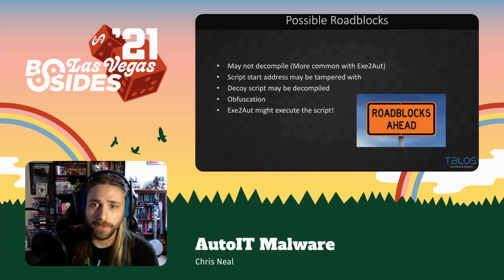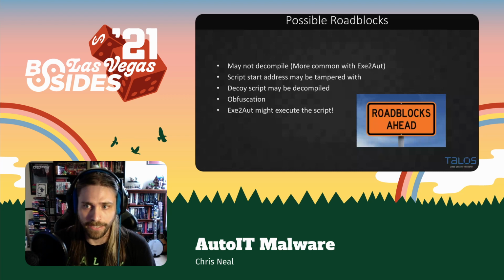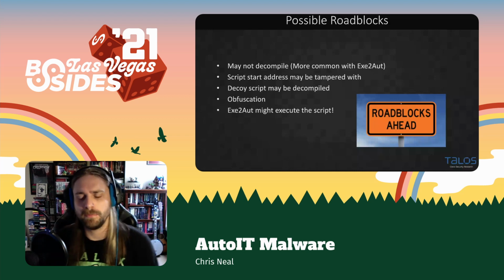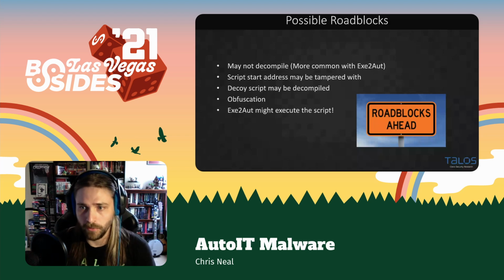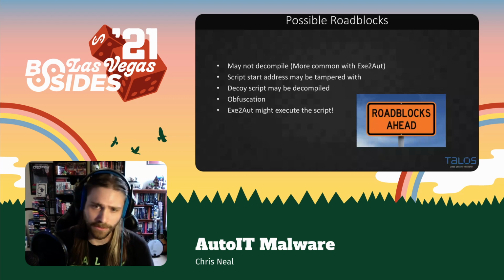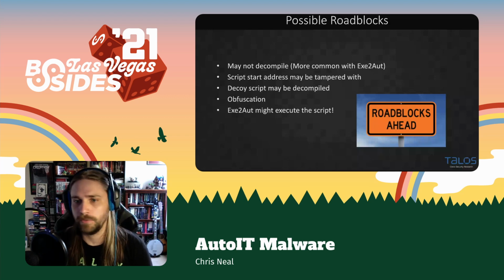Speaking of things that can go wrong, what can go wrong when you're analyzing this stuff? One of the most common roadblocks is the script not decompiling, especially with Exe2Aut, which is why I always start out with My AutoIt.exe instead. Not decompiling can be caused by a couple of things. Either the script start address has been tampered with, which is pretty common, or the decompiler was tricked into decompiling a decoy script. This technique is outside of the scope of this talk, but there's a great post about it by Unit 42, which I'll be giving a link to at the end of the presentation.